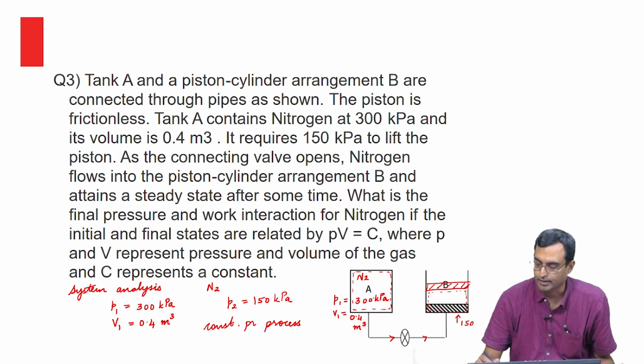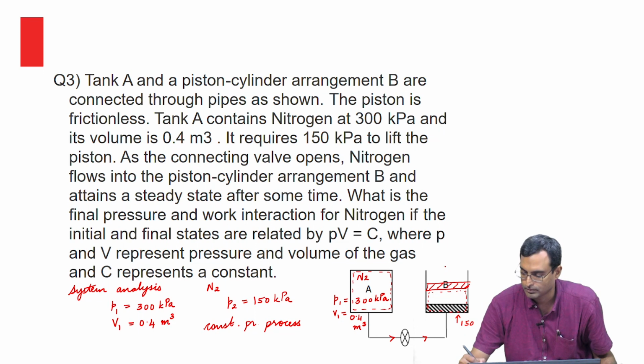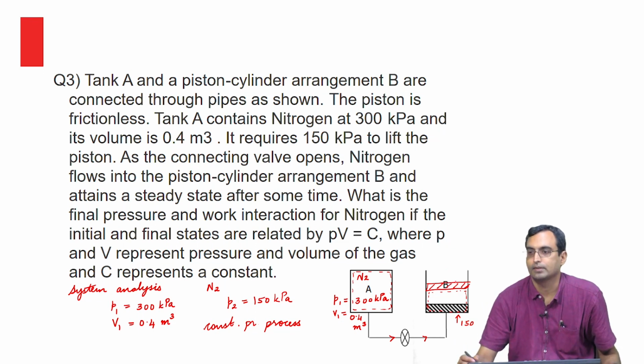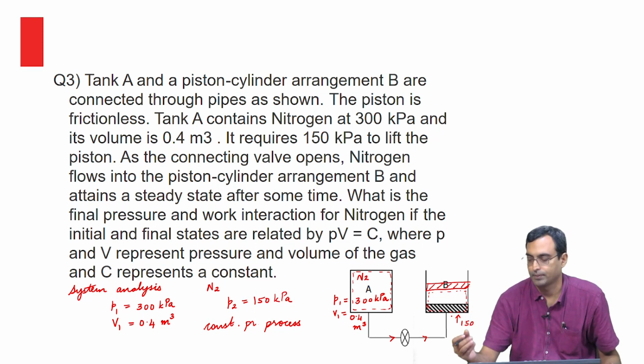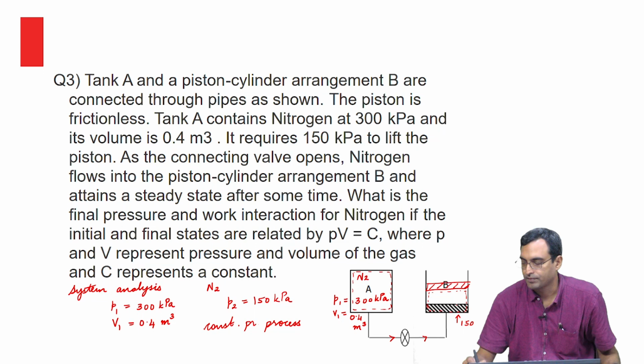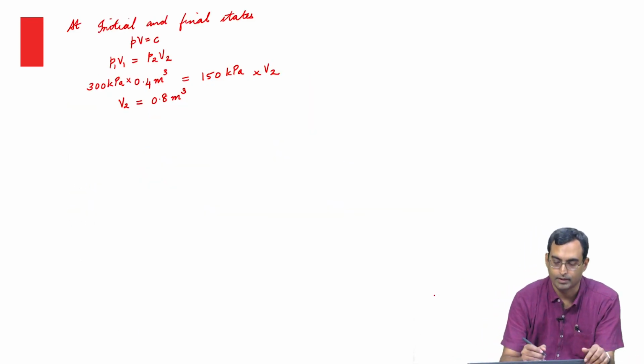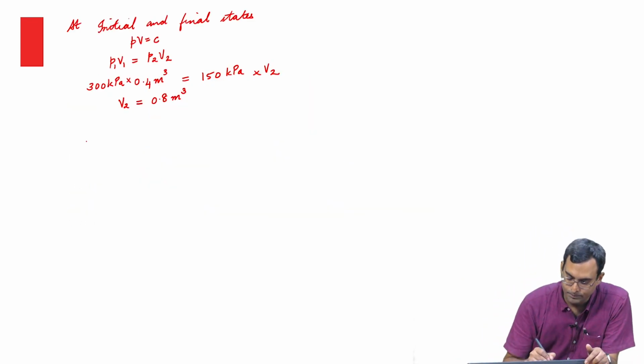So, now what this nitrogen is doing work on is it is doing work on the atmosphere, because the piston is moving against the atmosphere. It is doing work on the piston because it is lifting the piston. So, it is doing work on the piston as well as the atmosphere. But the pressure of the nitrogen here is always 150 kilopascal. So, I can find out the work done, which is essentially the work done in a constant pressure process.